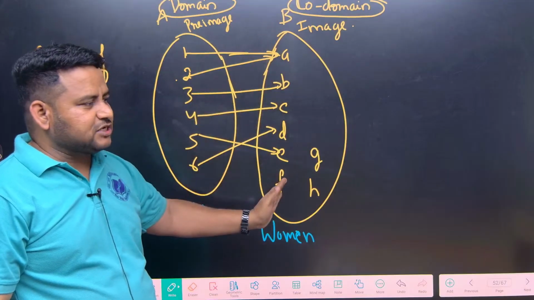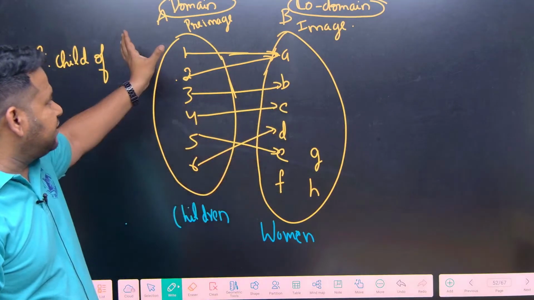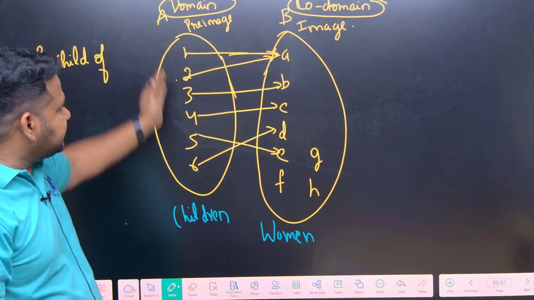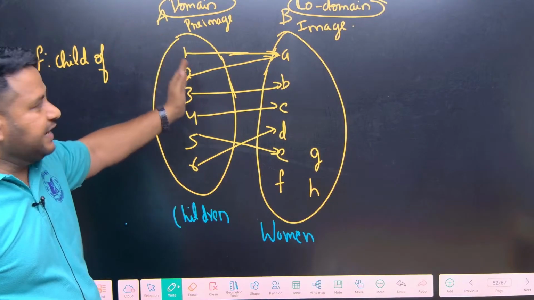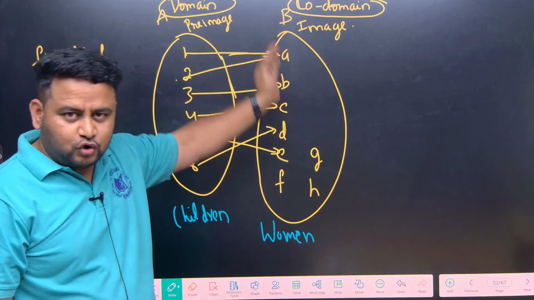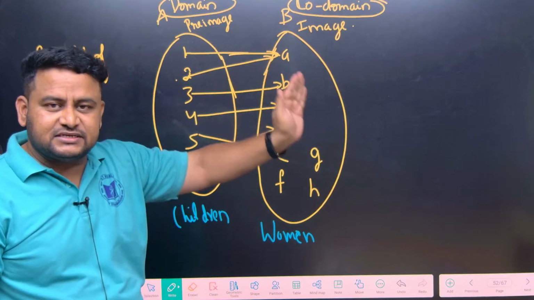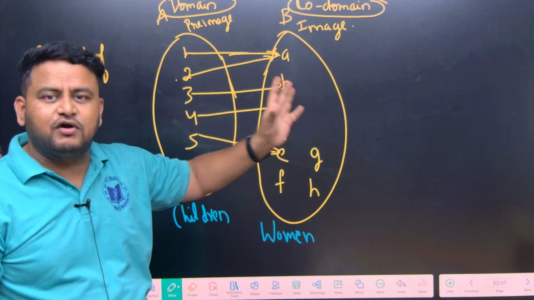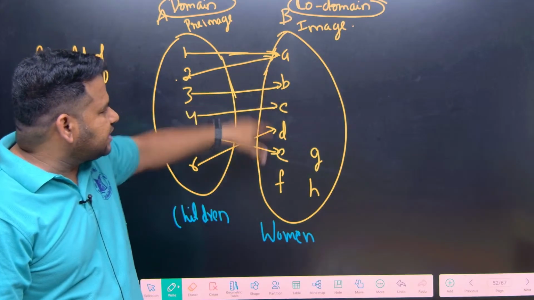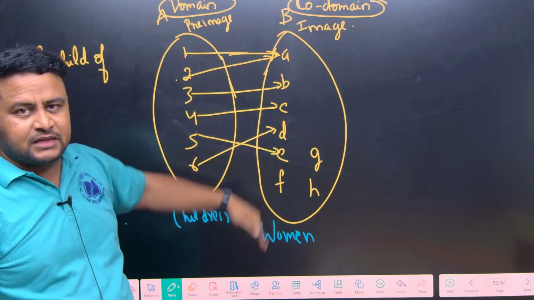So set B elements are called the image. And another very important word we discuss: set A elements are called the domain. And set B elements are called the codomain. From codomain arrives the concept of the word range. So what are the elements in codomain? Everything that is in set B.